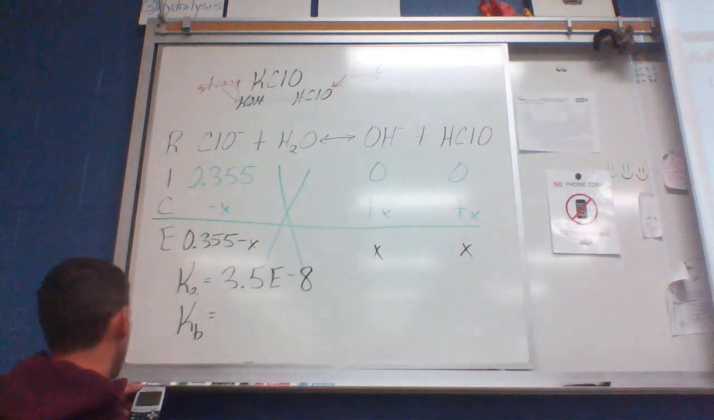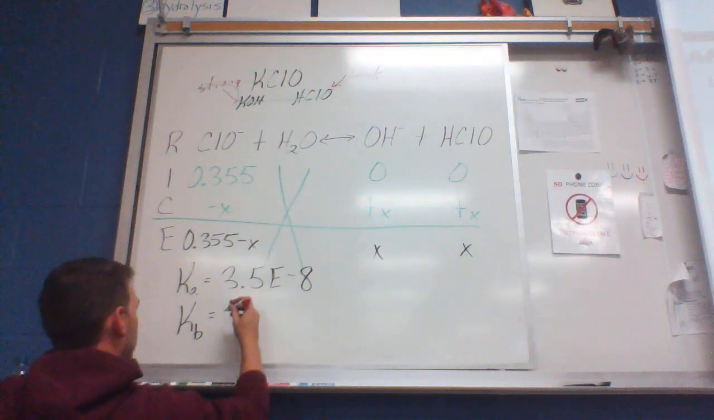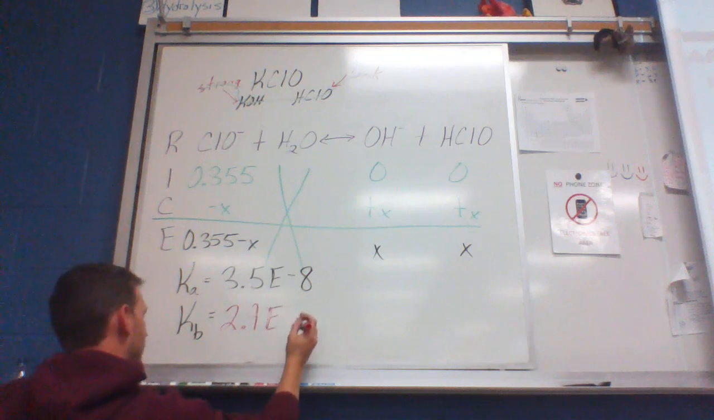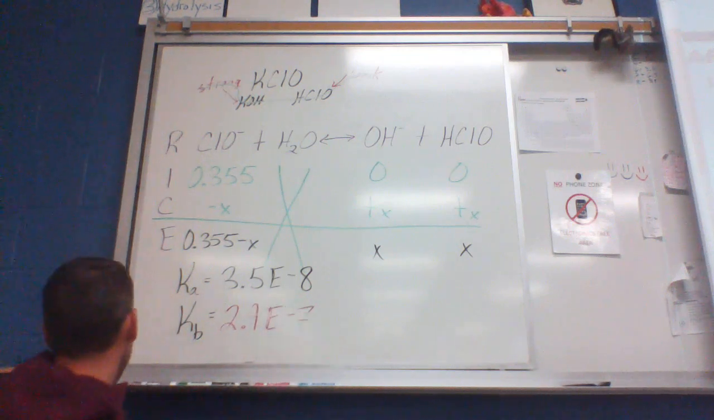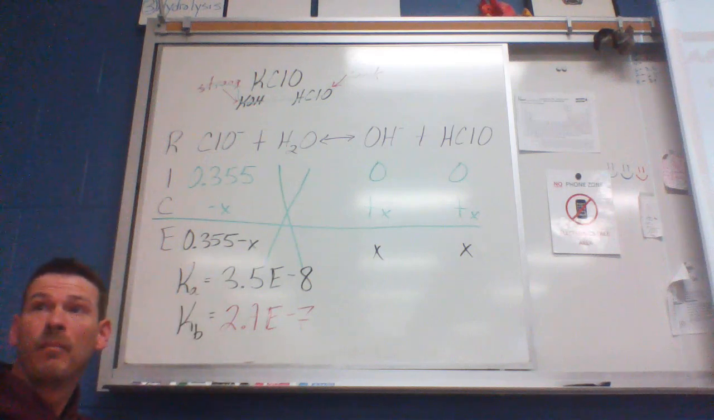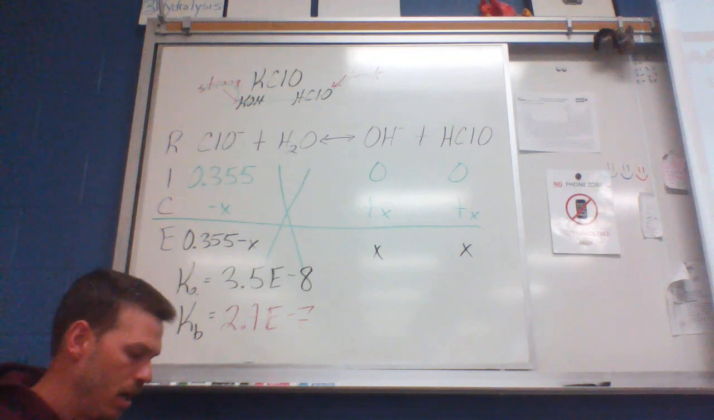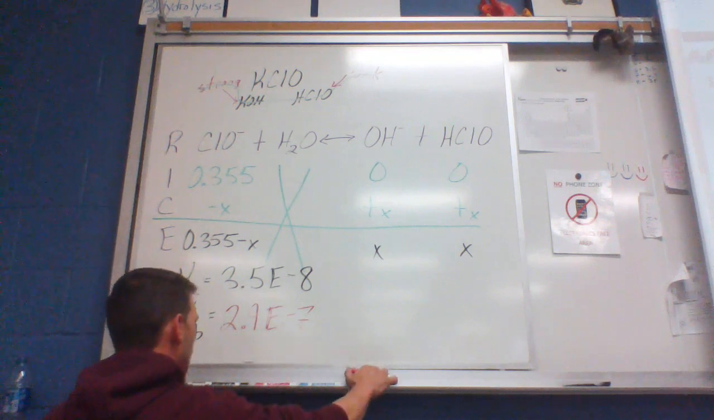I get 2.9 E negative 7. And now, what's that? Oh. Now the Kb is the usable number, and now it's just equilibrium, blah, blah, blah, blah, while we keep track of what we're finding.